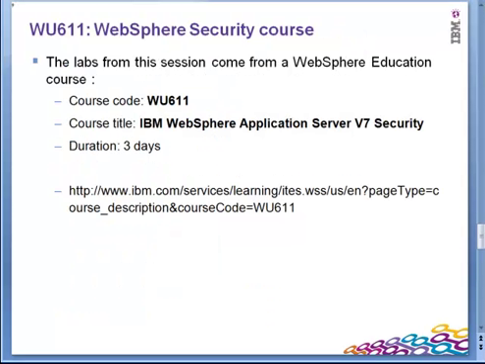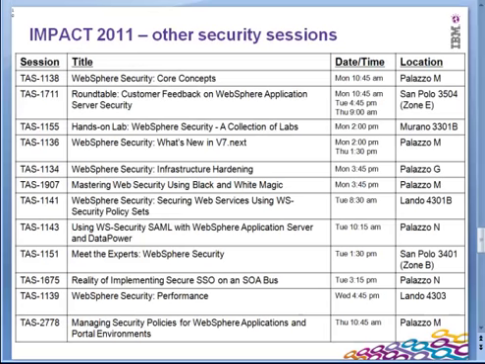All of these labs come from an existing Websphere Education course called Websphere Application Server V7 Security. The course code is WU611. It's 3 days long, and you can see a URL there where you can get more information about the abstract and information about scheduling. Here's a quick list of other security sessions being held at Impact, just in case you're interested in the general subject of security.